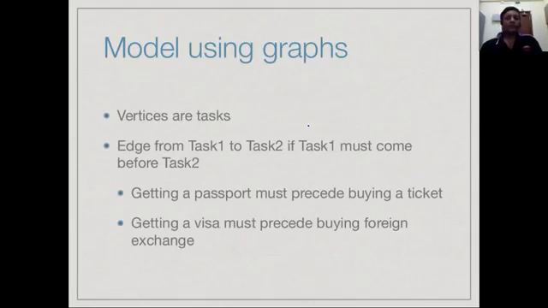As you would expect, we will model this using a graph. In this graph, the vertices will be the tasks, and then we will have an edge pointing from T1 to T2 if T1 must come before T2. In other words, T2 depends on T1. You cannot do T2 unless T1 has been completed. As an example, getting a passport must come before buying a ticket. So if T1 is getting a passport, T2 could be getting a ticket. Similarly, you must have a visa before you buy foreign exchange. So there will be an edge from getting a visa to buying foreign exchange.